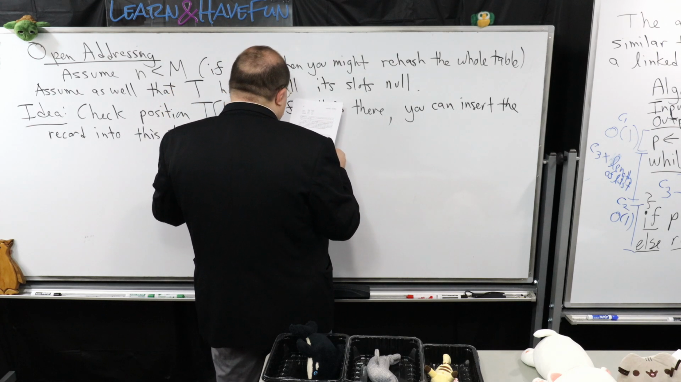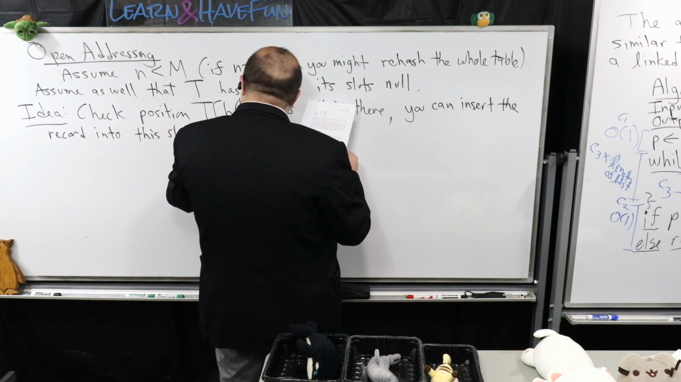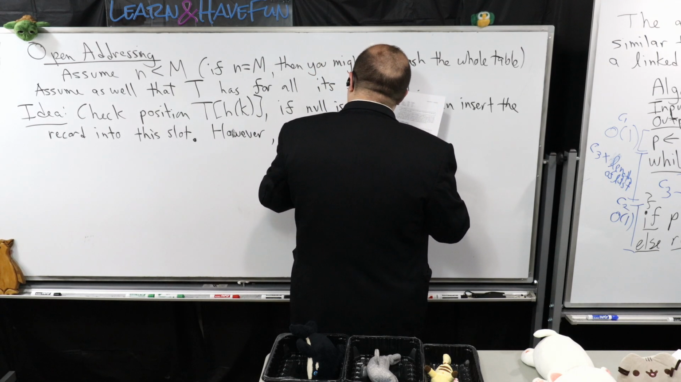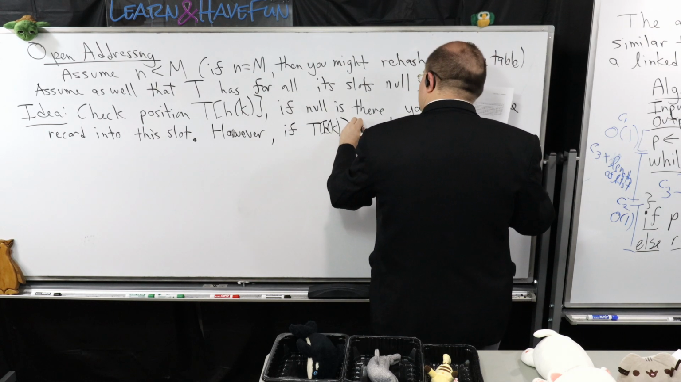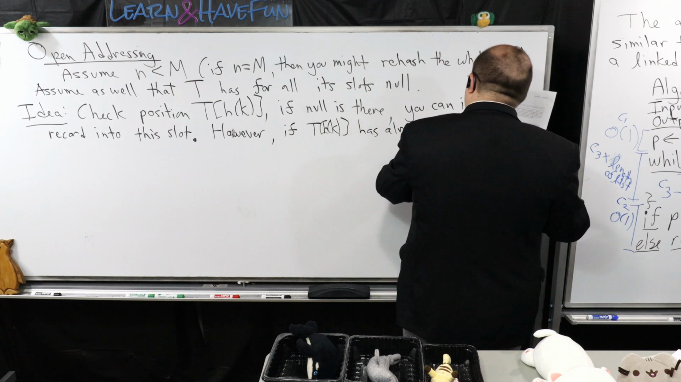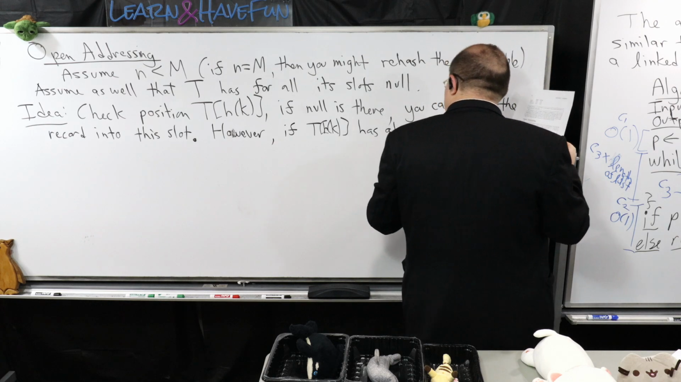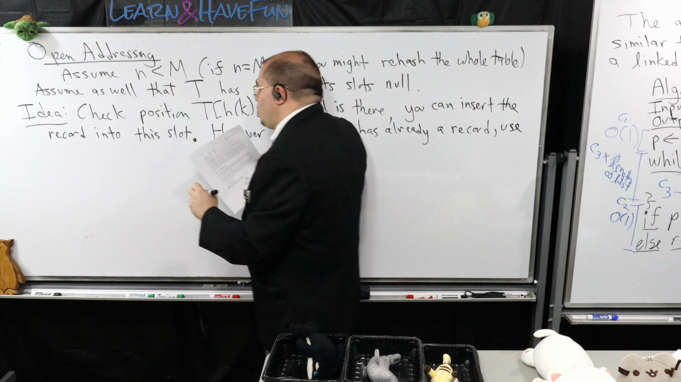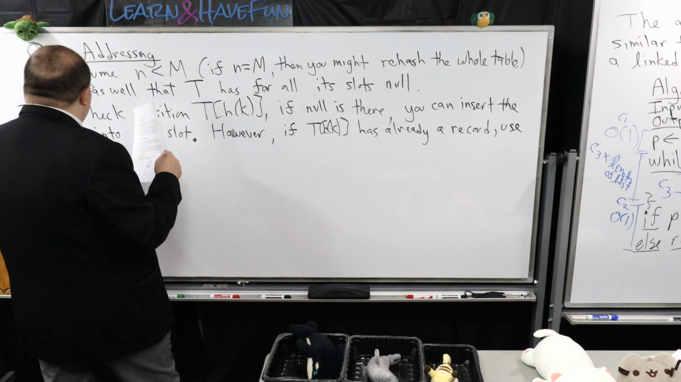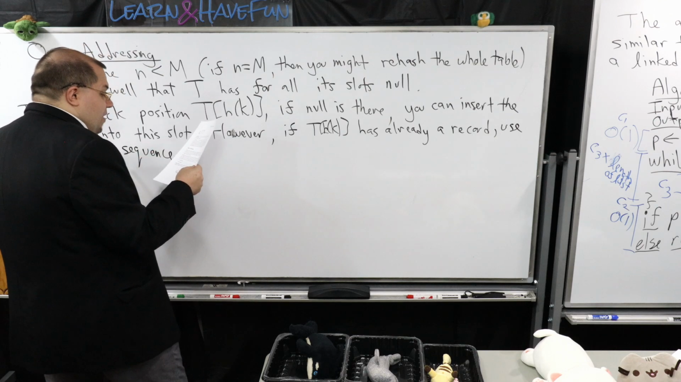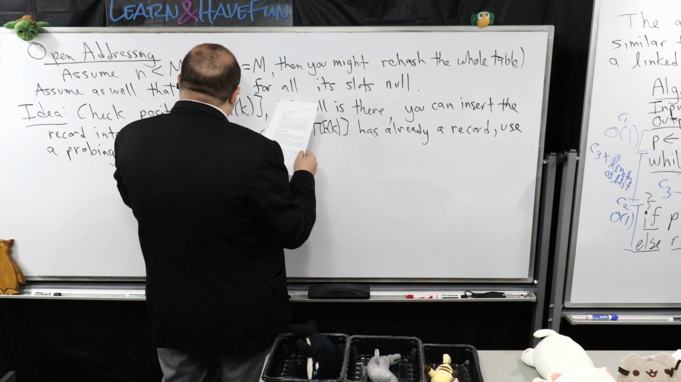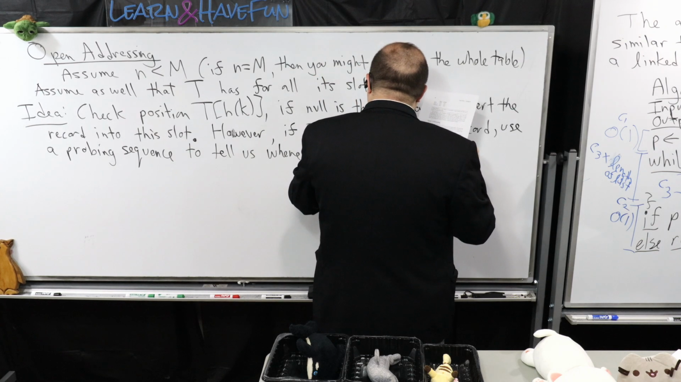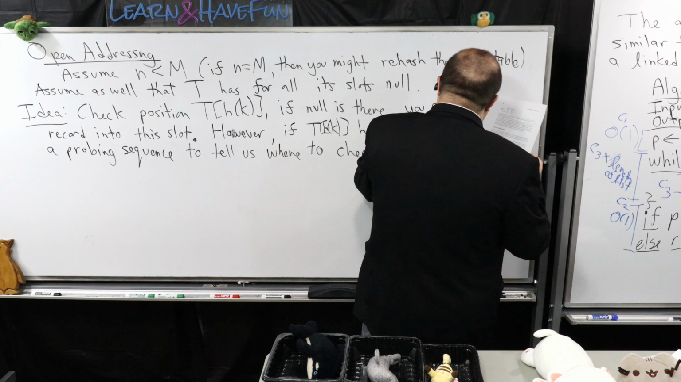Now, there's a problem, right? Like my example with my seal. However, if T sub h of k already has a record, meaning it's not null, use a probing sequence, which I'm going to define shortly, to tell us where to check for a spot next.